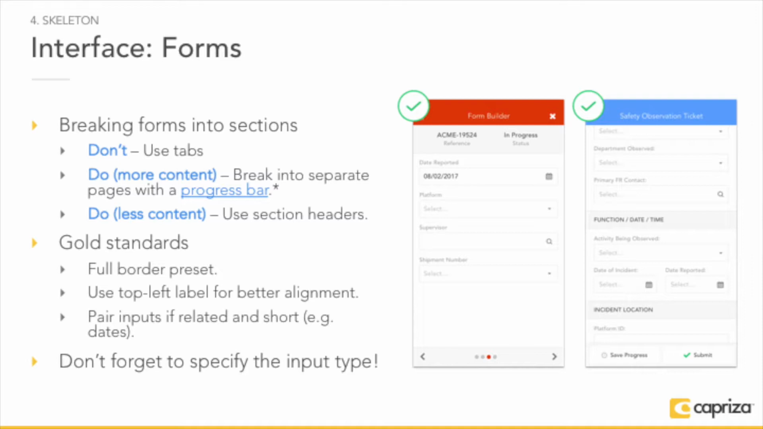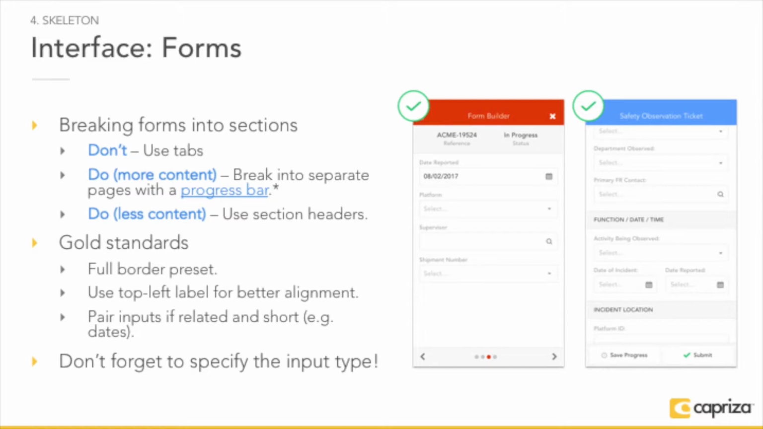If there is no local validation on the fields, the user doesn't know what step an error is on when they submit the form. Best case, use section headers like the right example demonstrates. In terms of field styling, the default full border preset works best to clearly define tap areas. Top left labels help align the form.